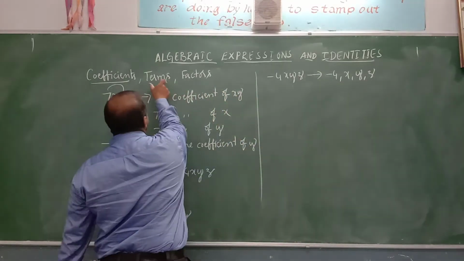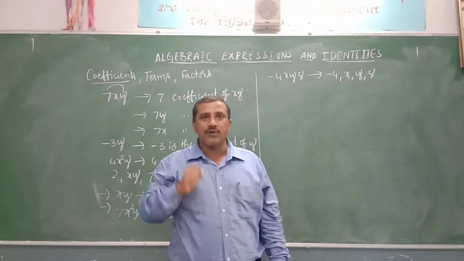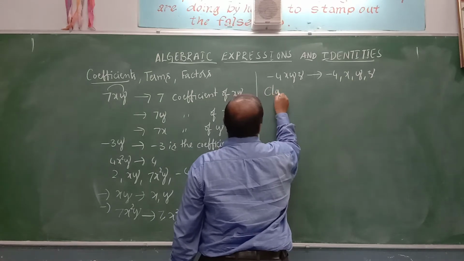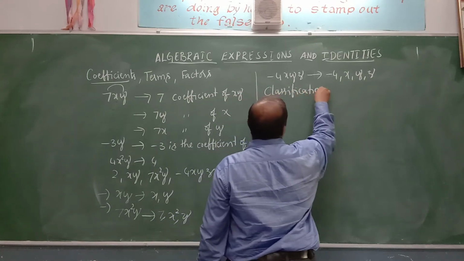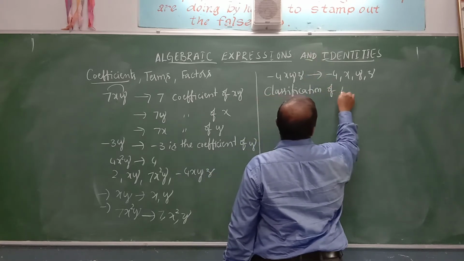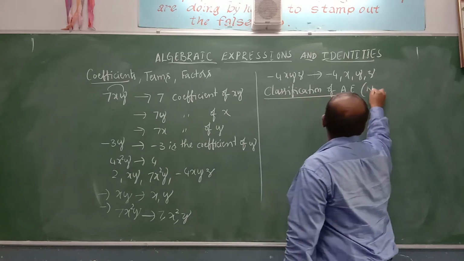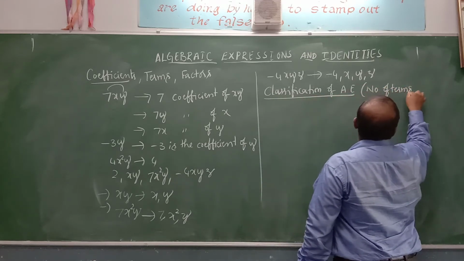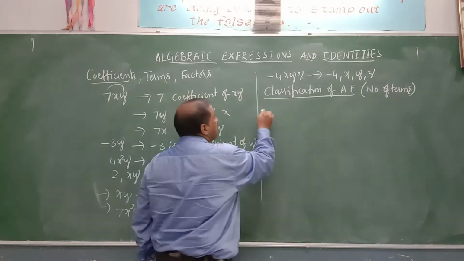Now, based on these terms, algebraic expressions are classified into 3 groups or classes. Classification of algebraic expressions, based on the number of terms. Based on the number of terms, algebraic expressions are classified as: 1. Monomial.